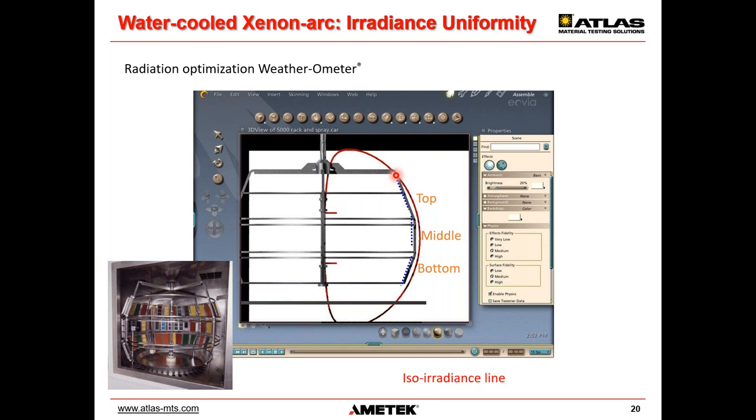And as explained earlier, the uniformity of irradiance is very important to Atlas, and we always try to get it to the optimum so that you don't have any differences between the top, middle, or the bottom samples. That's the key, that this is really a benefit and an advantage, that you don't have to manually reposition samples inside a rotating rack machine.